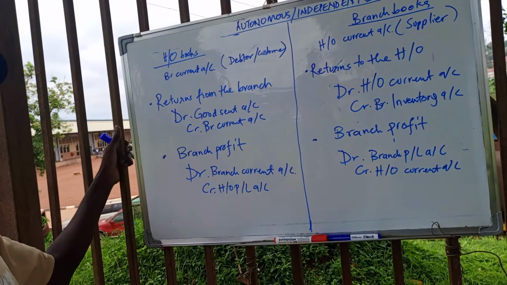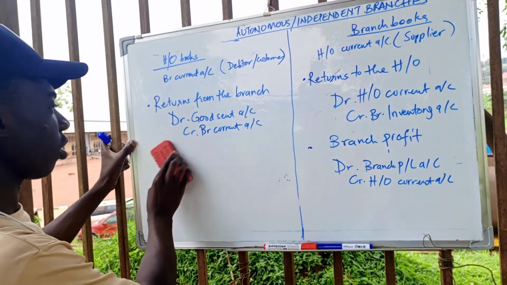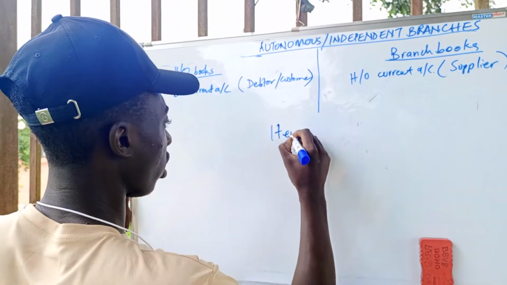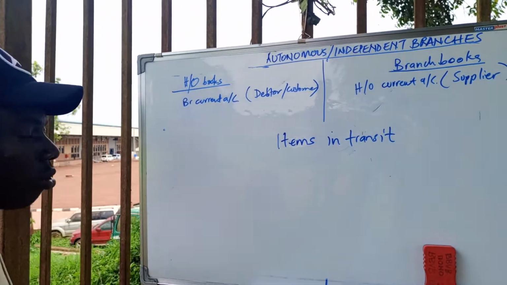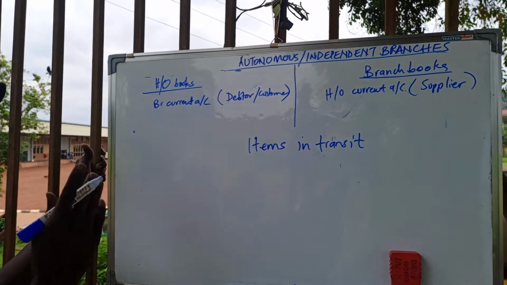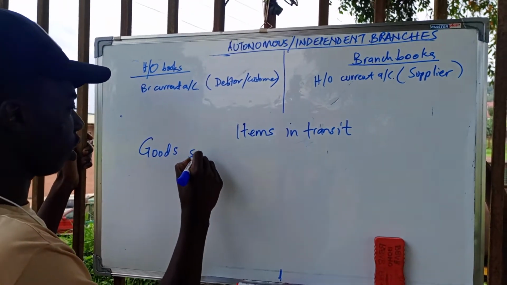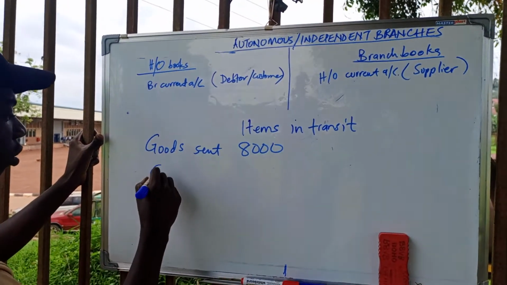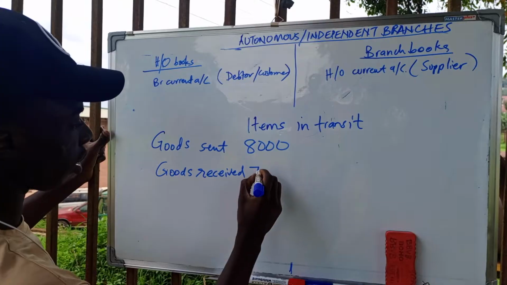Then we are going to look at situations whereby you have items in transit. Here we can have goods in transit, cash in transit, and returns in transit. For instance, for goods in transit, look at the head office sending goods worth 8,000. But what is received by the branch? Goods received, maybe 7,500.